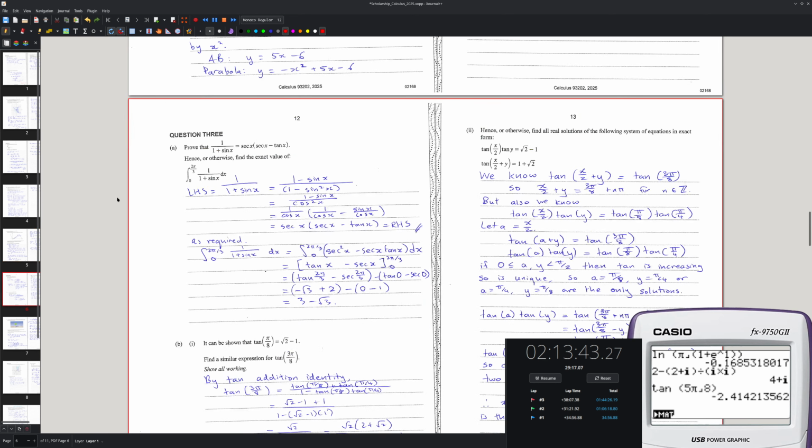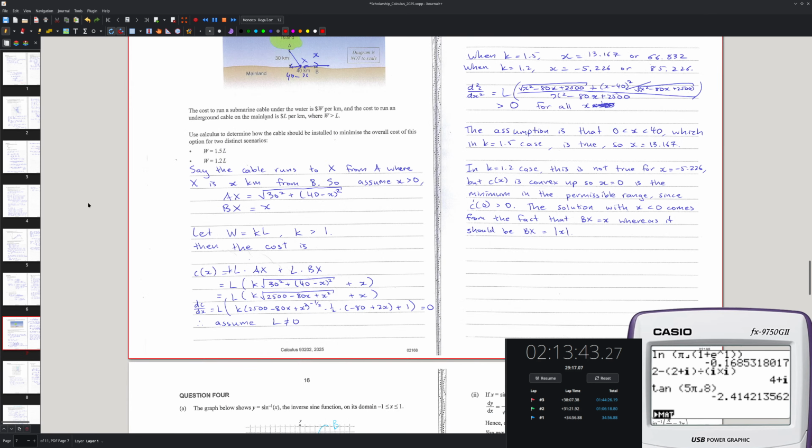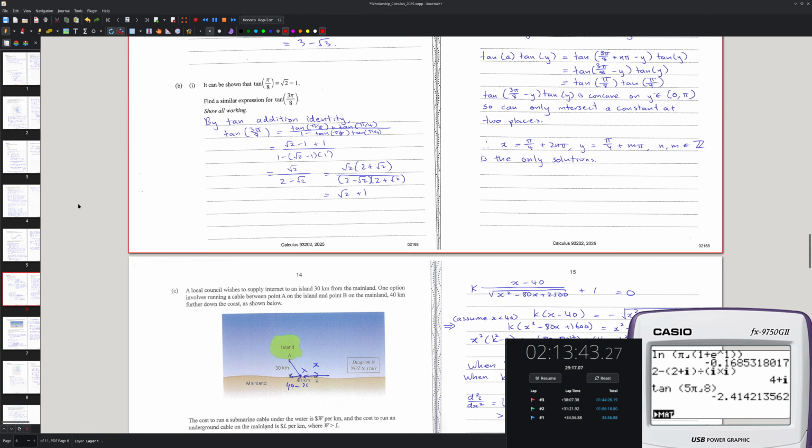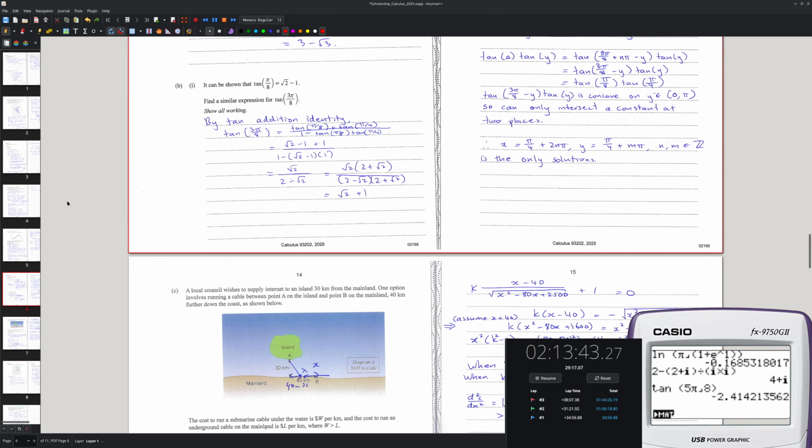Question 3 is the easiest, I'd say. Part A is easy, part C is pretty easy as long as you realize it's outside the range, and then B just works.